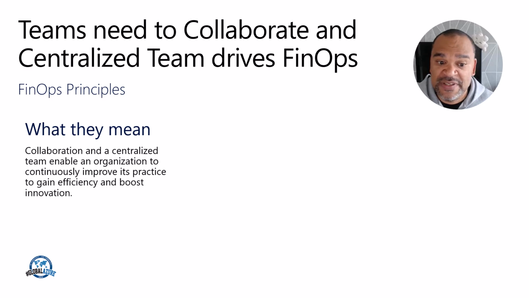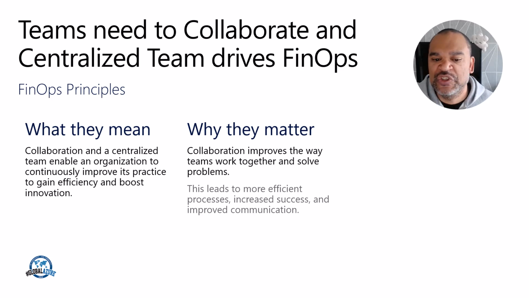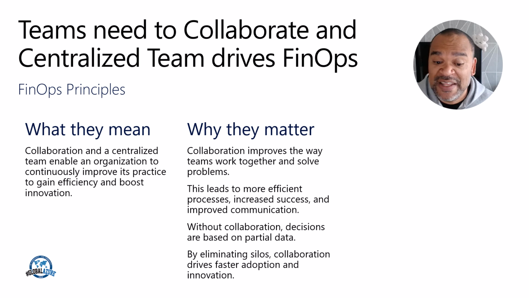All right, so this is what they mean and why they matter, because collaboration improves the way teams work together and solve problems. This leads to more efficient processes, increased success, and improved communication. Without collaboration, decisions are based on partial data. We need to eliminate silos because collaboration drives faster adoption and innovation. And this is really it. Innovation is what we're looking for: more revenue, business results. What are the Microsoft solutions that drive this? I will talk about a few of them. They will repeat on the next slides, so I will spend a little more time here so we can speed up on the next ones, okay?